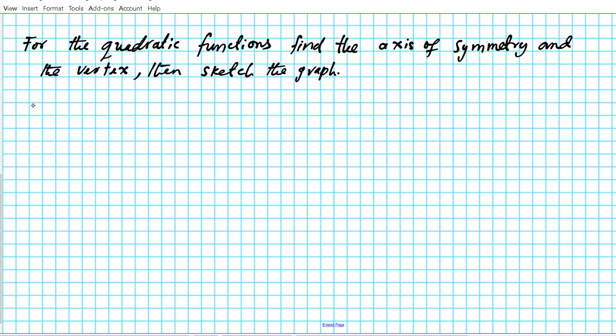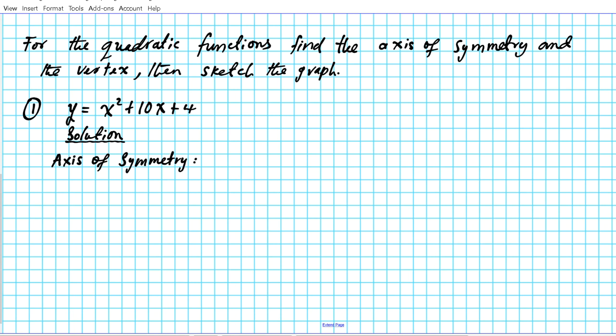Okay, all right, so for number 1, let's say we have the quadratic function y equals x squared plus 10x plus 4. So we're going to start out by finding the axis of symmetry. The axis of symmetry can be found using the x-coordinate. It's basically the x-coordinate of the vertex, and the x-coordinate of the vertex is negative b over 2a.